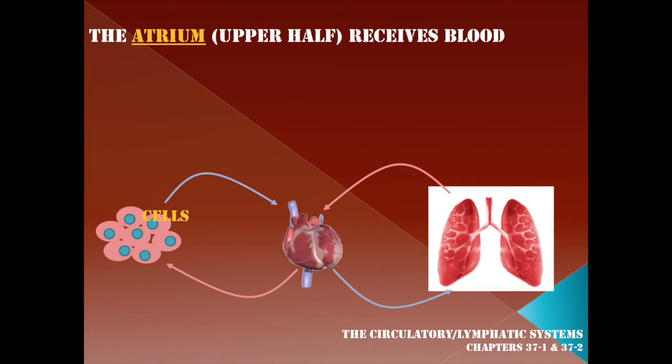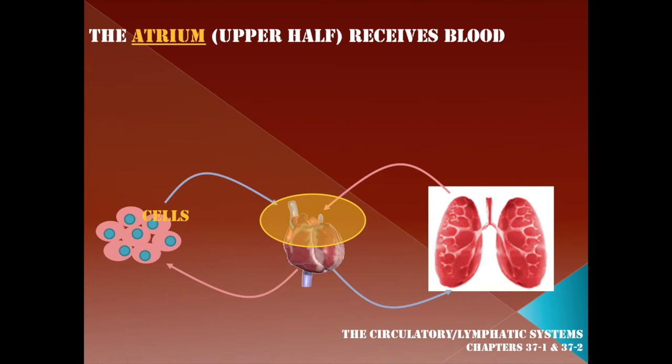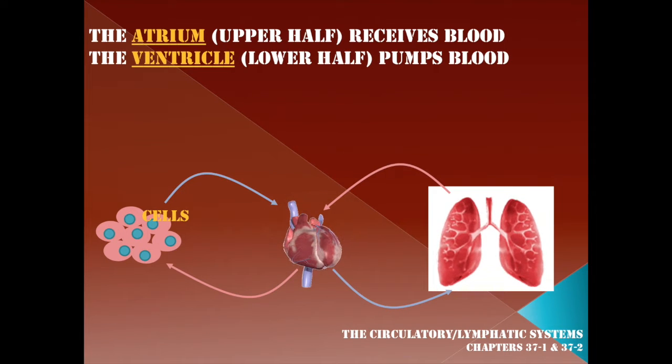So a couple of pieces about the anatomy of the heart. The upper half is called the atrium. The atrium is the upper half of the heart, and it is also where blood enters the heart. Not to be confused with the ventricle. The ventricle is that lower, very muscular portion of the heart, and that is where blood is pumped out.